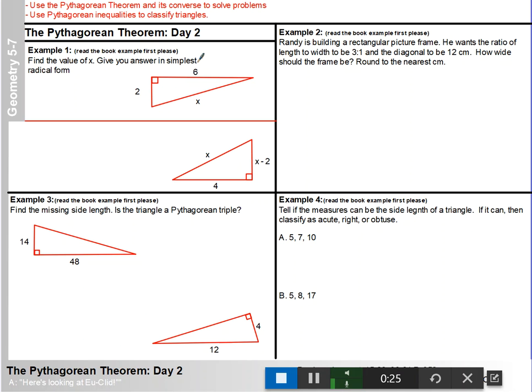I have a right triangle, so what am I going to use? The Pythagorean theorem. a squared plus b squared is equal to c squared.